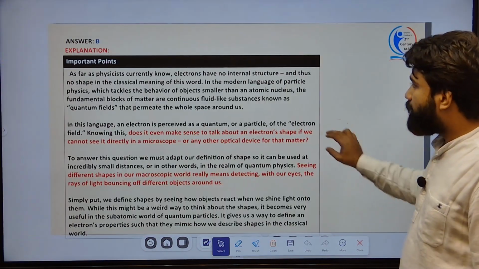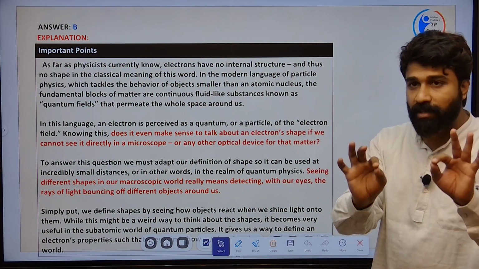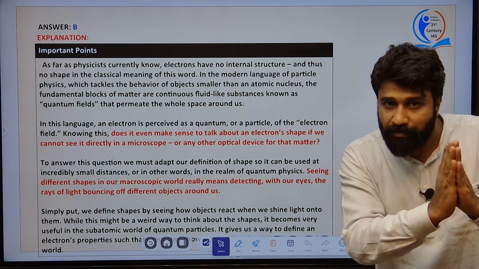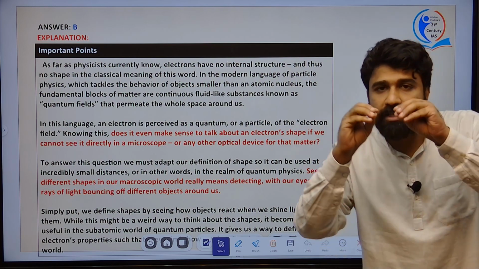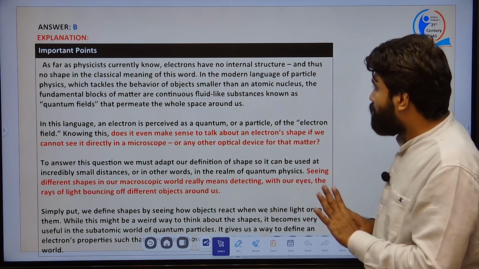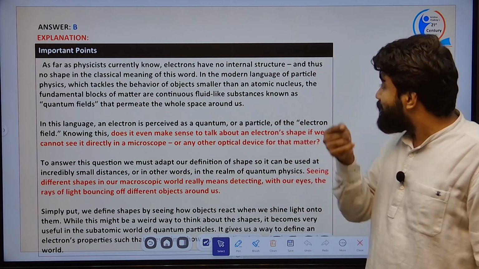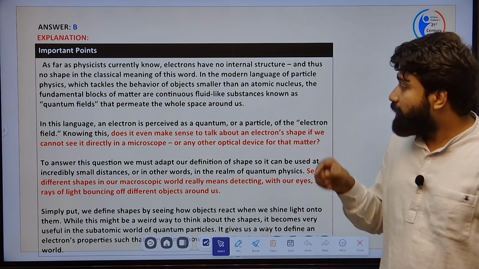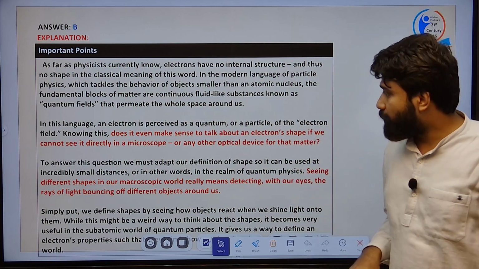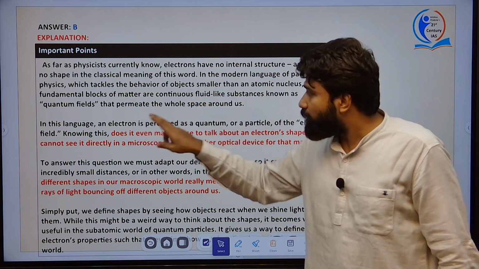Okay. And coming to this, as far as physicists currently know, electrons have no internal structure and thus no shape in the classical meaning of this word. In classical physics, they feel that there may be no structure for this kind of fast moving orbiting electrons. However, in the modern language of physics, which tackles the behavior of objects smaller than an atomic nucleus, they are foundational blocks of matter that are continuously fluid in nature. Okay. And those which are continuously fluid in nature are called quantum fields.